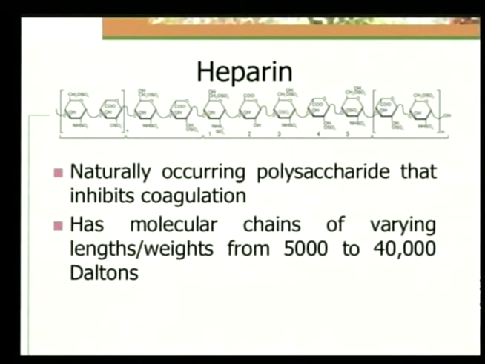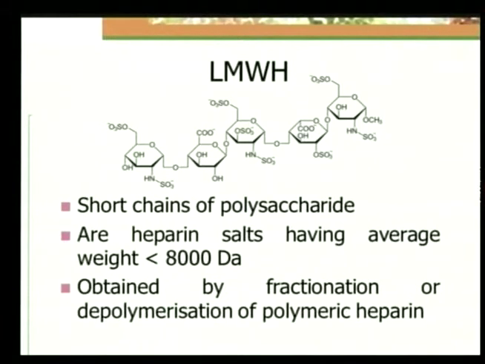Heparin is a naturally occurring polysaccharide that inhibits coagulation. It has molecular chains of varying lengths and weights ranging from 5,000 to 40,000 Daltons. The difference between heparin and low molecular weight heparin is that low molecular weight heparin is formed by snipping small fragments of the larger molecule, and they are shorter chains of the polysaccharide having average weights of less than 8,000 Daltons. The advantages of using low molecular weight heparin over conventional heparin are two.